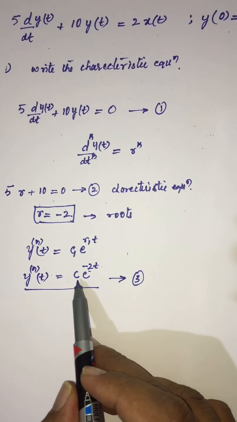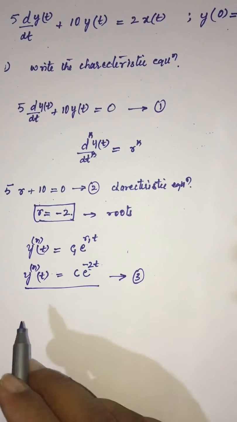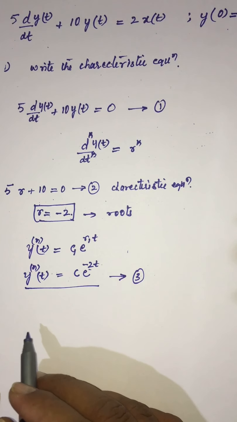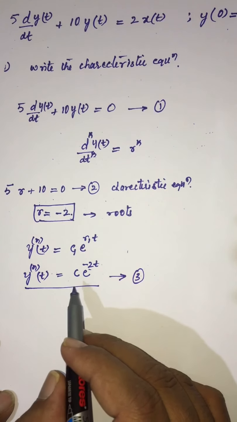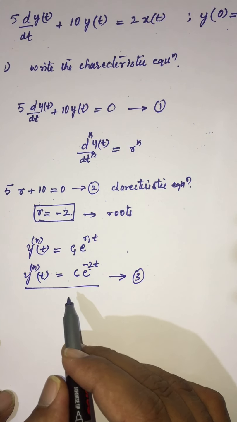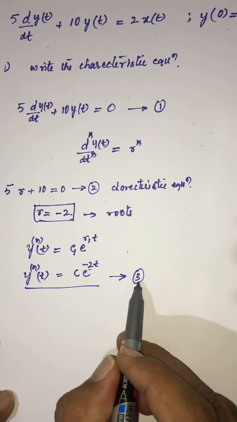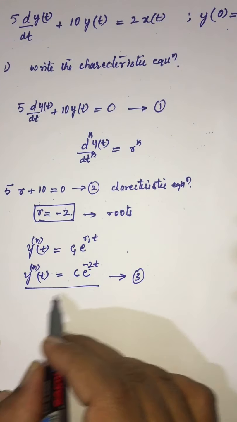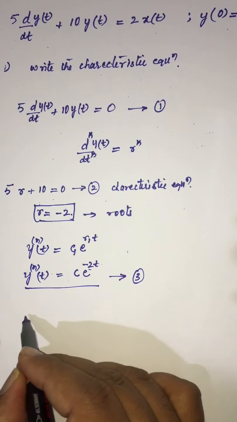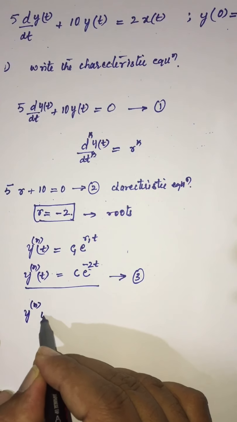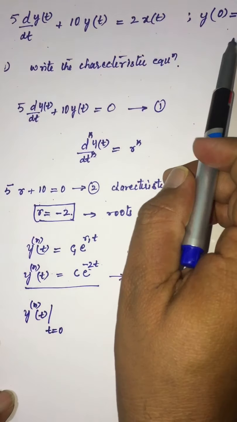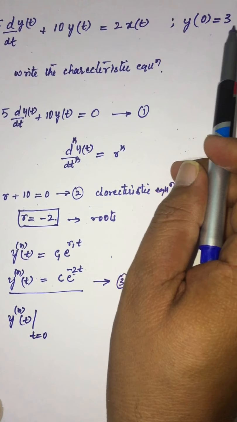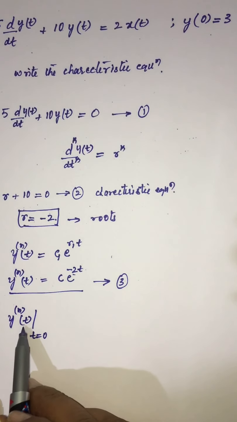Now we need to solve to obtain the value of c. Now how to continue further? By substituting y of 0 into this equation 3, wherever t is there we need to substitute t is equal to 0. Therefore y_n of t, where t needs to be replaced by 0, because in the question they have given the initial condition y of 0 is equal to 3. Therefore we need to apply that initial condition over here.